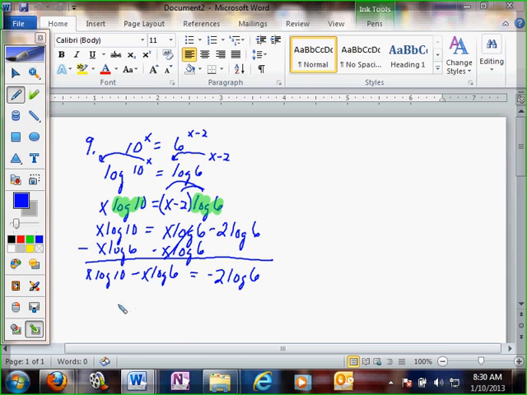And now what I have is two terms on the left side of the equal sign that have an x inside. So I'm going to factor that x out because that's the GCF. Just pull that out. And so when I factor an x out of both of these, what I have left is log 10 minus log 6 equals negative 2 log 6. Now I'm solving for x, and x is being multiplied by this difference here, the log 10 minus log 6. So I'm going to divide by that. That cancels.